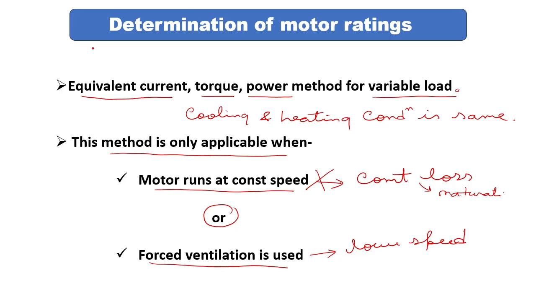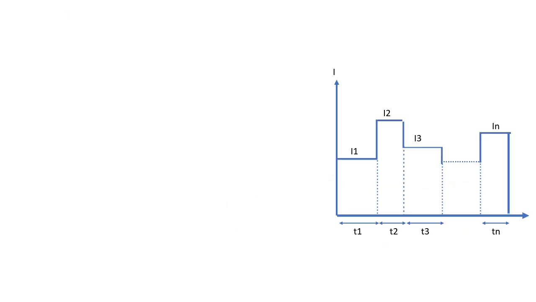Therefore, when you attempt a question where you are asked to determine the motor rating, first check if these two conditions are satisfied or not. If you see that the motor runs at constant speed or forced ventilation is used, you can use this method. Now let us discuss the method.